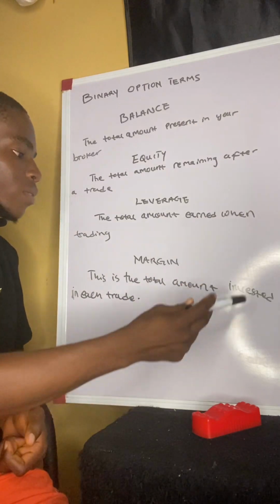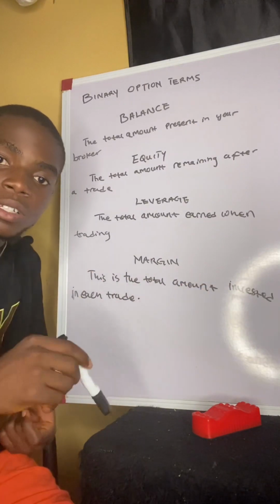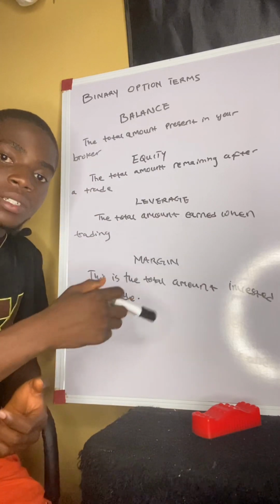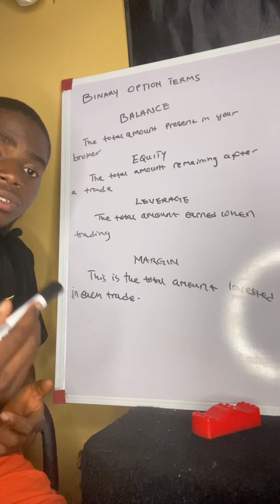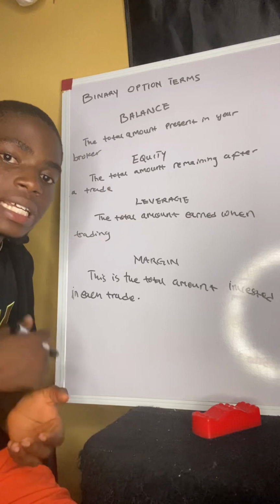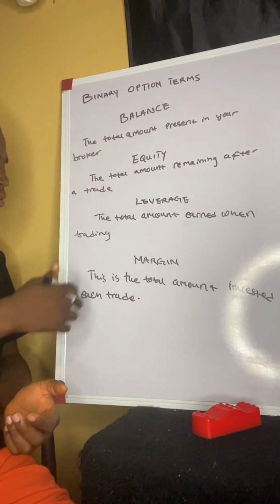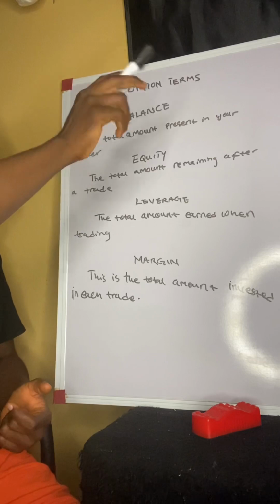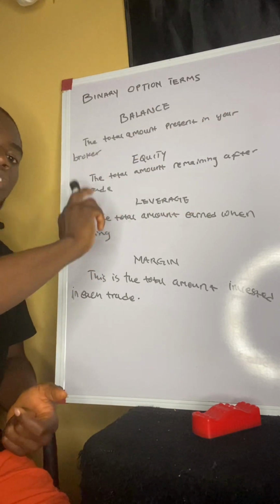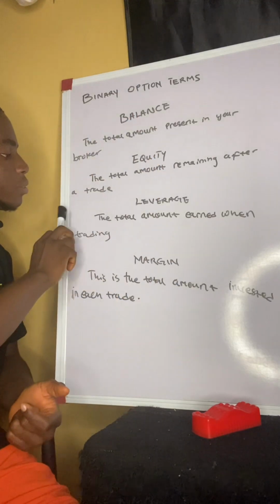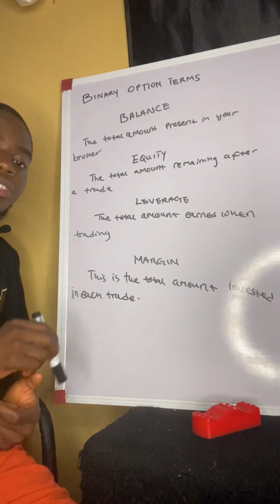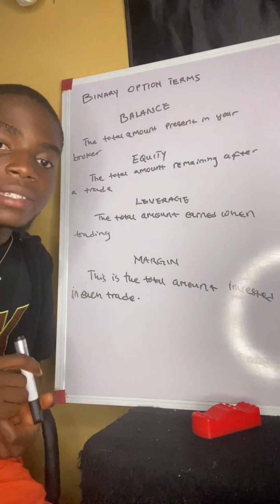Margin is the total amount invested in each trade. That $100 you put in the trade, that's your margin. Money invested in each trade. If it's $1,000 into a trade, that's your margin. If it's $50, that's your margin. So for the balance, as you all know, it's the total amount present in your broker. The equity is the total amount remaining after a trade when you're done trading, and leverage is the total amount earned when trading. The margin is the total amount invested in each trade. So guys, let's go back to our next term.